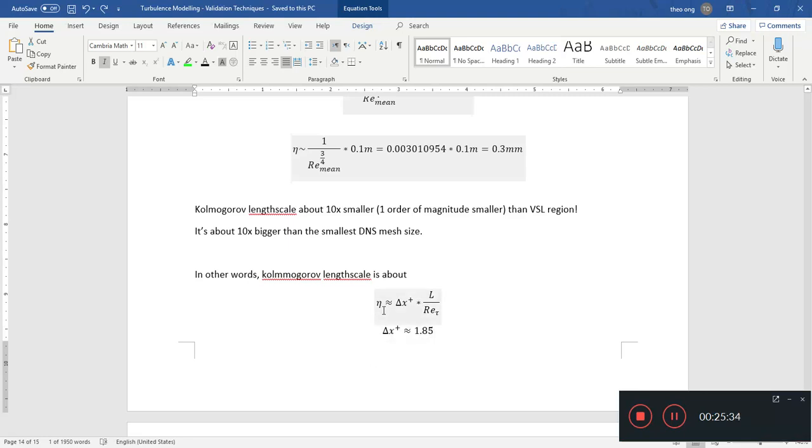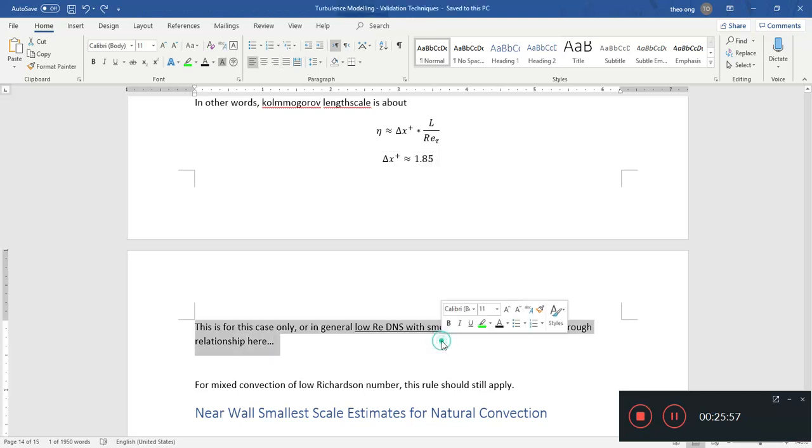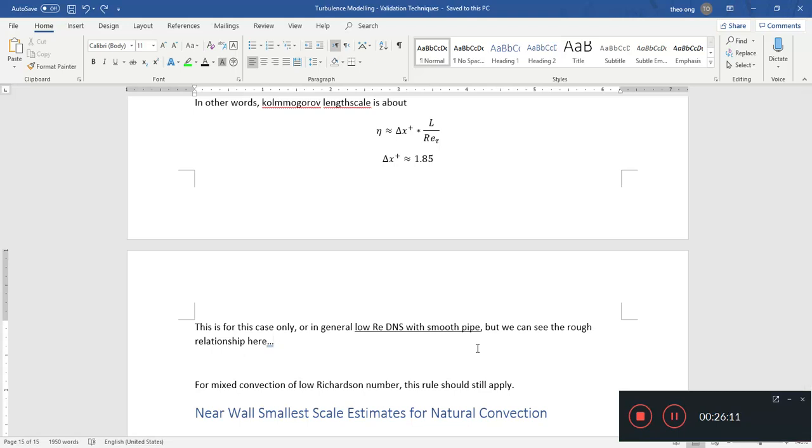If you want to be very stringent, the Kolmogorov scale equals delta x plus times L over Re tau. If you substitute this in, you'll find that delta x plus equals 1.85. So the Kolmogorov scale here is on the order of these wall units, dimensionless wall units. Of course, this is for this case only, a low Reynolds number DNS with a smooth pipe. But we can see the rough relationship here. They're about the same order of magnitude. That's a very interesting thing for us to know, at least for this low Reynolds number flow.